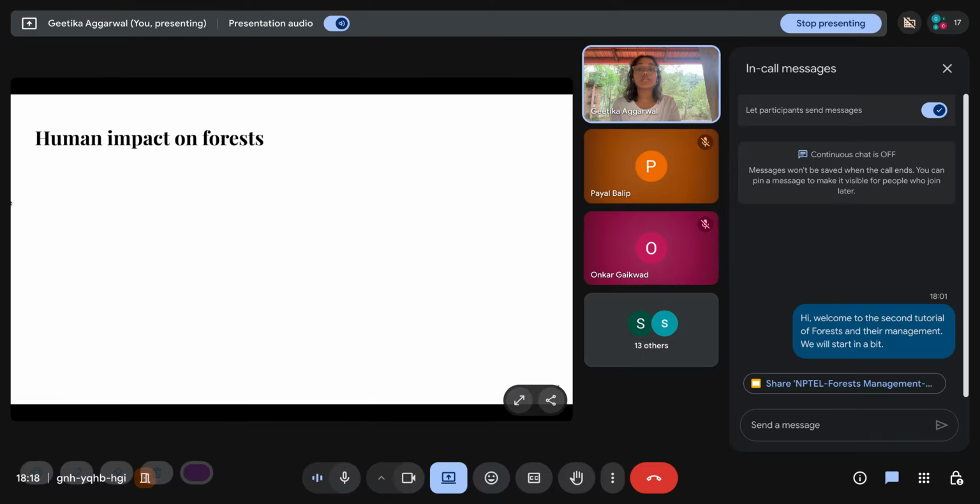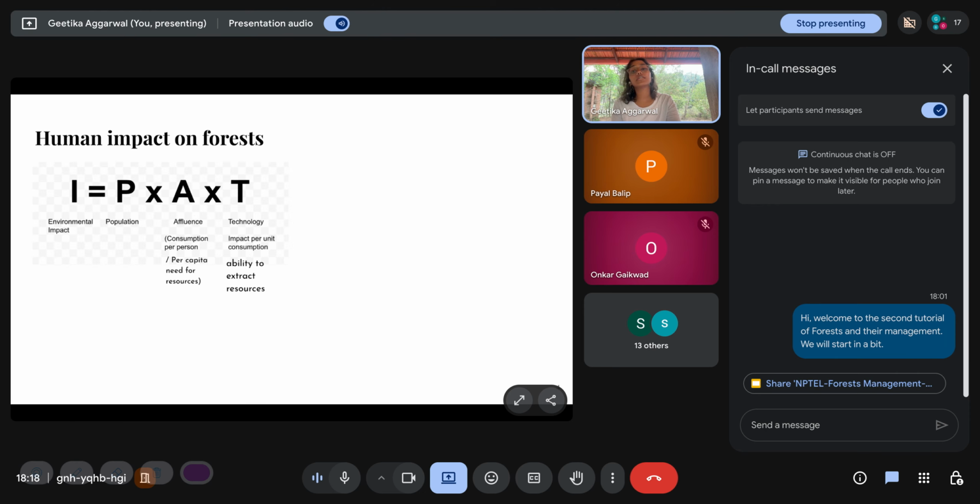So, to measure human impact on forests, we basically have this equation which says I equals P into A into T, where I is the environmental impact that we are having. P is the population pressure or the population size that's present in that area or near that forest, whichever we're talking about. A is the affluence. Affluence basically is per capita consumption of resources or per capita need for resources.